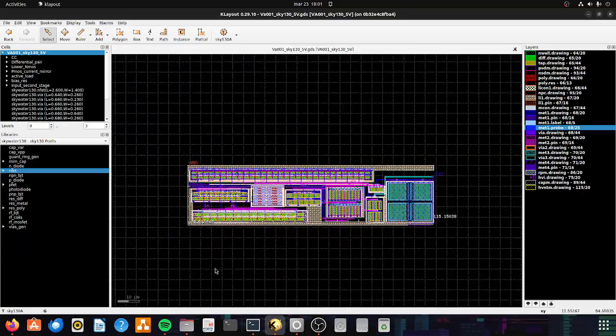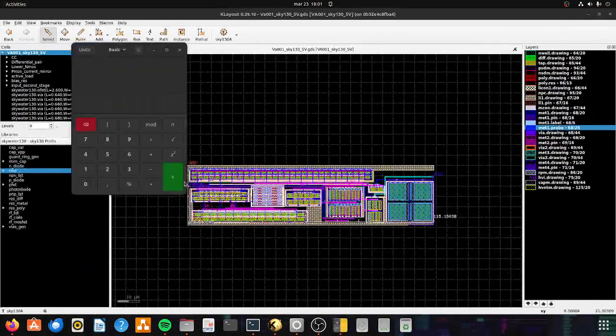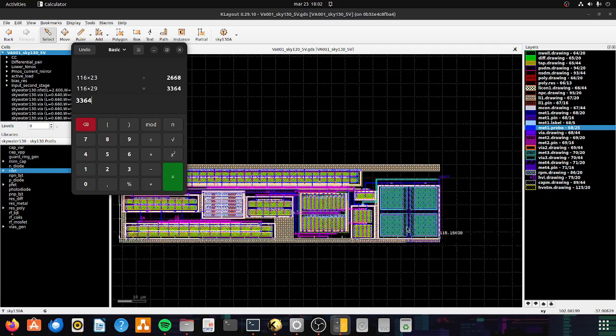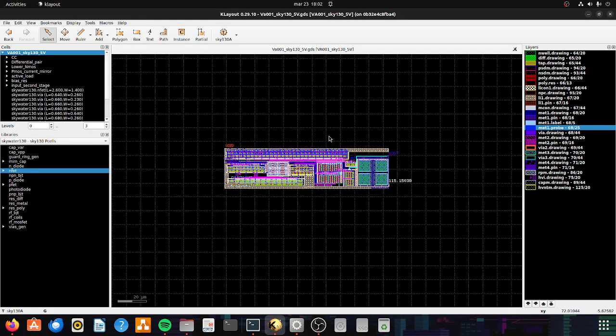Let me put up the calculator. 29. So this is the approximate size of this amplifier. It's actually very small. This is extremely small, if we do the conversion to square millimeters.